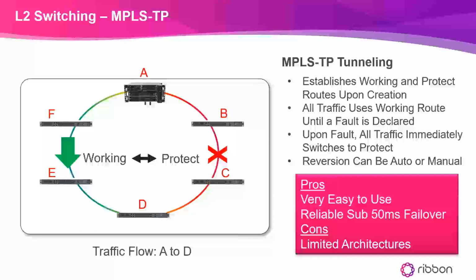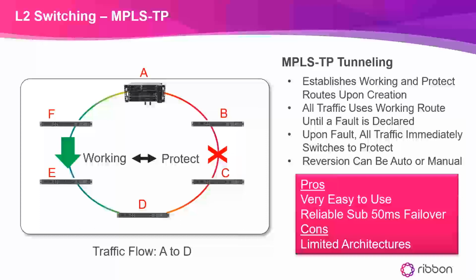The cons, if you will, is that it's really kind of limited in terms of architecture, right? If you want a working and then 2 or 3 protect paths, then MPLS-TP is not the way to go. If you have a point to multi-point, if you've got a full mesh or a partial mesh situation, then again, MPLS-TP is not the way to go, right? So it's a very valuable tool where you have a ring topology, very common in rural architectures, as I'm sure you're aware.